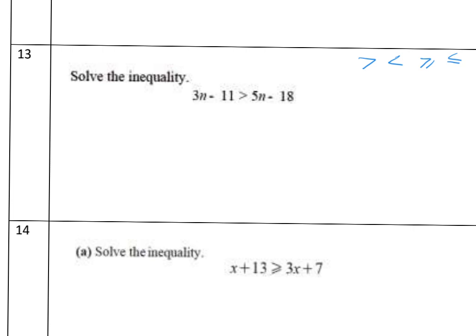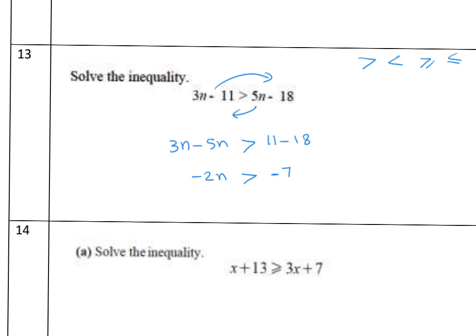So, for example, if we need to solve this one, we have n in both sides, so put in one side. So you can transfer 5n to the other side by negative. Now it's 3n minus 5n. And negative 11 to the other side by positive. So more than 11 minus 18. 3n minus 5n, negative 2n. More than 11 minus 18, negative 7.